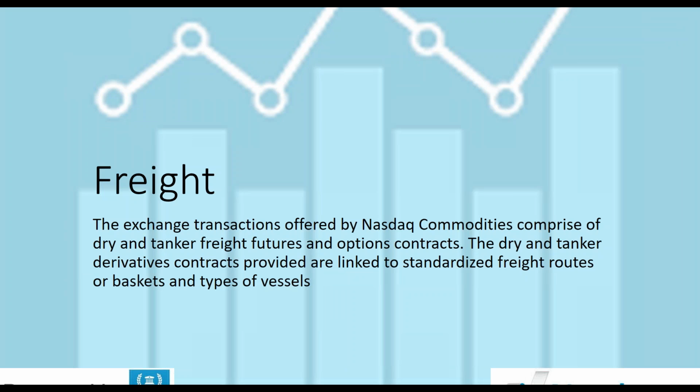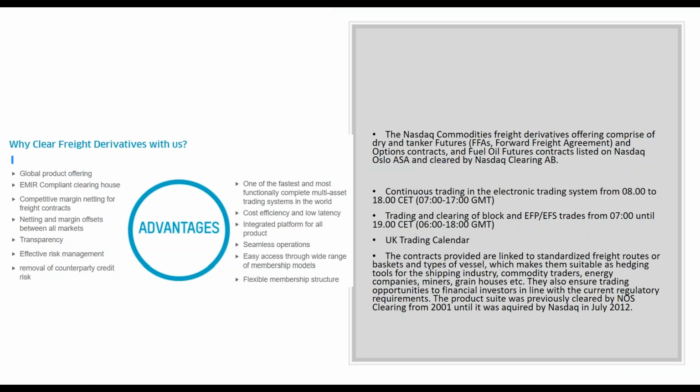Then they cover freight. The exchange transactions offered by NASDAQ Commodities comprise dry and tanker freight futures and option contracts, a new way that you might consider trading. The dry and tanker derivatives contracts are linked to standardized freight routes or a basket and types of vessels.